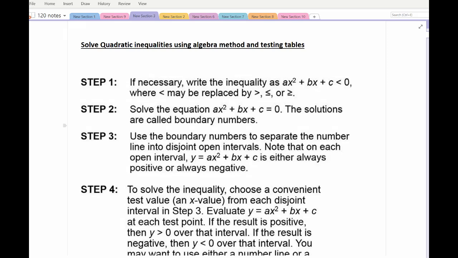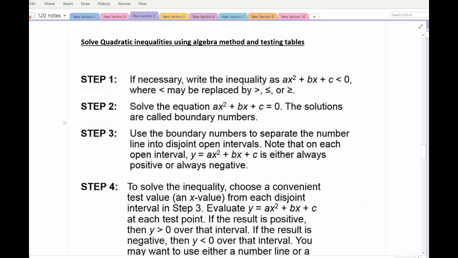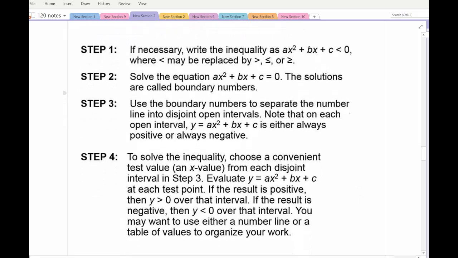But like I said, graphically also works. You can always solve it graphically. Alright, but we will learn how to do it with the algebraic method, testing values using tables. So step 1 is always the same.